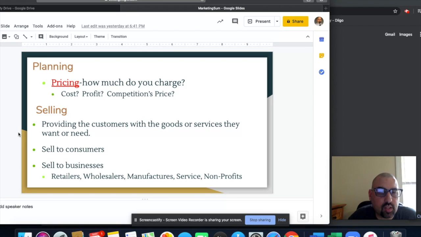Next one gets us into selling. Selling really is talking about providing the customer with the goods or services they want or need. The people that these items get sold to could be individuals as consumers, which turns them into customers, or they can be sold to businesses. A lot of businesses are going to make purchases so that they can use them in their place of business, whether they're retailers, wholesalers, manufacturers, or they have a service, or they're a nonprofit organization. So those are the different ways that people could sell.